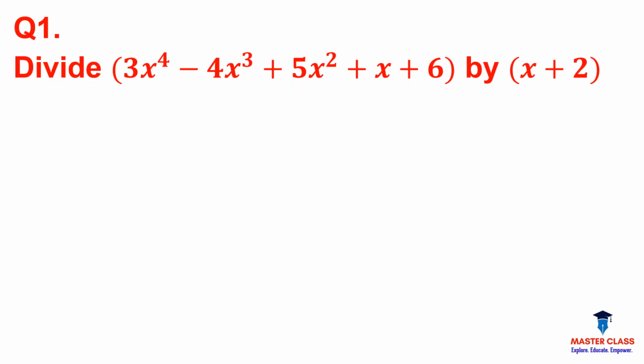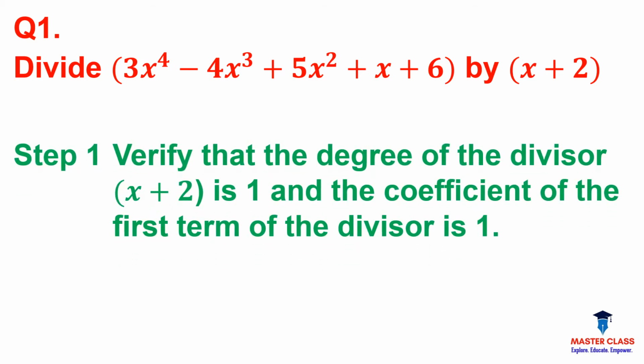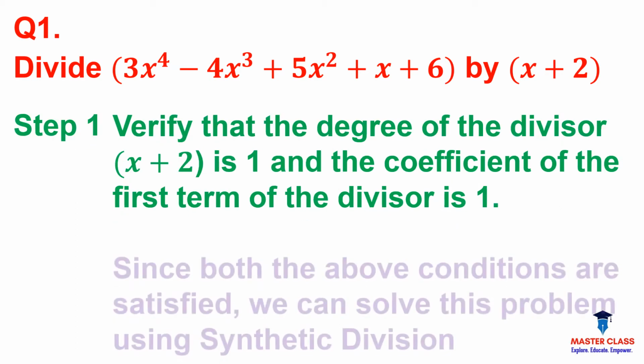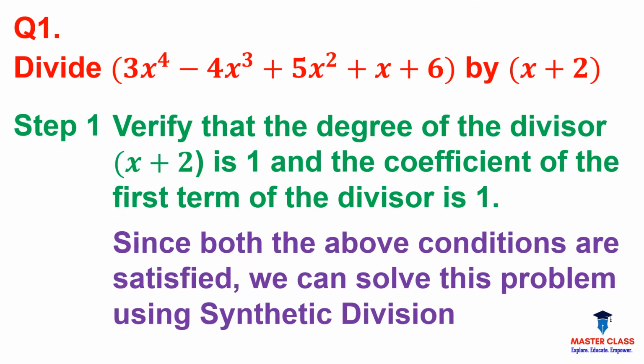The first question asks us to divide 3x to the power of 4 minus 4x cubed plus 5x squared plus x plus 6 by x plus 2 using synthetic division. We have to first verify that the degree of the divisor x plus 2 is 1 and the coefficient of the first term of the divisor is 1. Since both these conditions are satisfied, we can solve this problem using synthetic division.